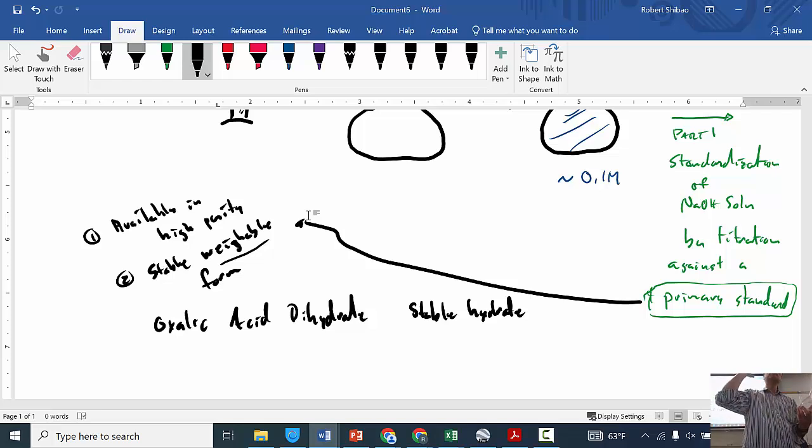And the balance, well, it depends on how many grams. About how many grams of oxalic acid dihydrate do I need to weigh? 2.5. Did you do the stoichiometry calculation? Oh, good. That was a pre-lab question. Anybody else do it? So about 2.5.